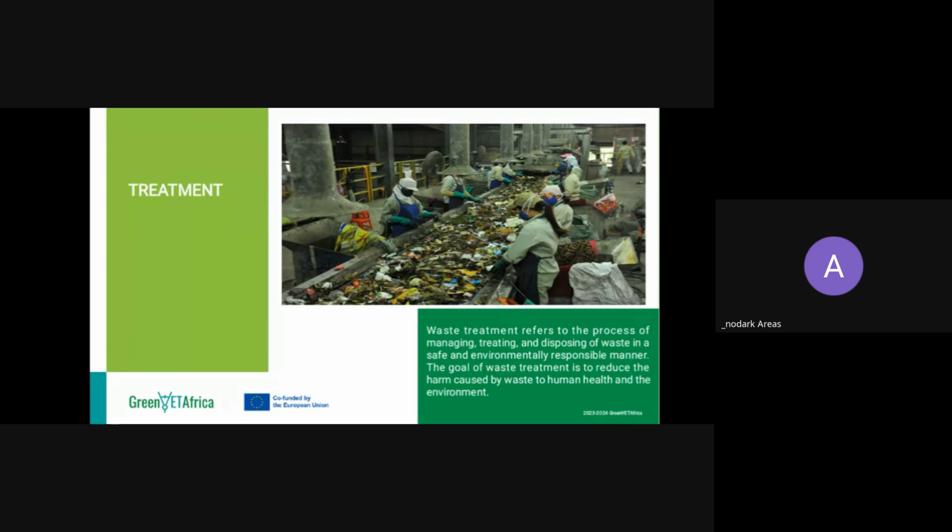This is treatment. Now, treatment just refers to any process that you carry out to manage, to treat, to dispose waste in a safe and environmentally responsible manner. Now, the aim of treatment is basically to reduce the harm caused by waste to human health and the environment. So we generate a lot of waste. Waste treatment is the ways and techniques that waste is being processed, is being managed, is being treated, such that it's either useful for reuse or it can go back to the environment in a way that would not harm the environment or human health.